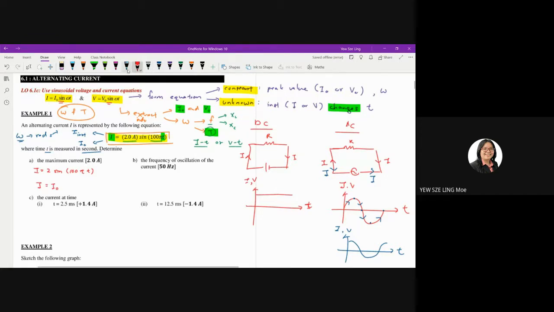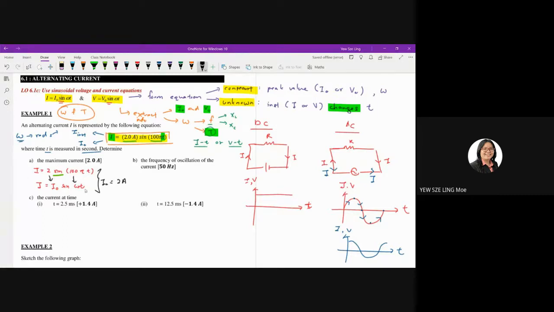Now, since the equation given is in sine, we keep the sine in our equation. If the equation given is cos, then in the general equation, you just write cos. So it becomes I equals I naught cos omega t if you are given cos in the question. Otherwise, I equals I naught sine omega t. That is the general equation. So what are we going to do? We just compare. By comparison, we know that I naught is equal to 2 ampere. So that is the answer for question A.